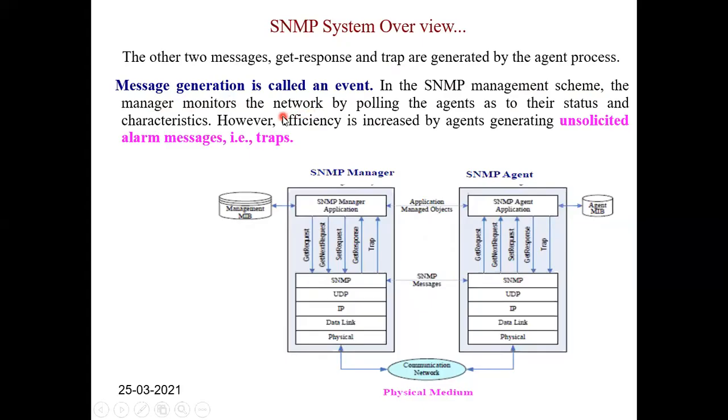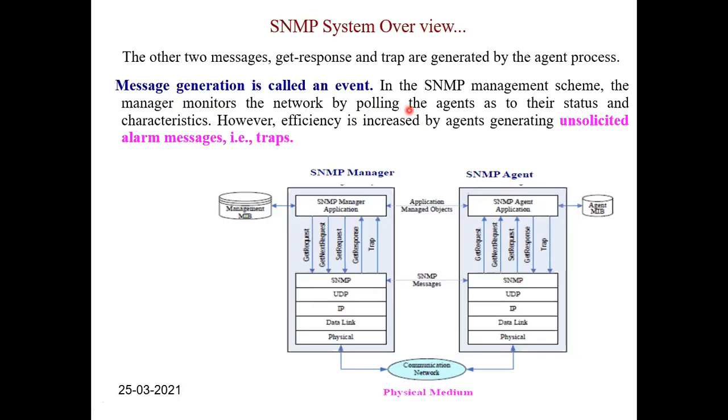In the SNMP management scheme, the manager monitors the network. How is the manager working? He is monitoring the network by polling the agents as to their status and characteristics. Like when you suddenly want to check the connectivity of the server, you type a ping message. You are not doing this continuously. Suppose the manager wants to check the connectivity. This is just one example. He will poll the agent, so he will send a request to the agent.